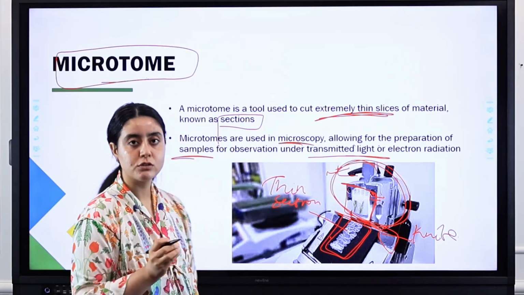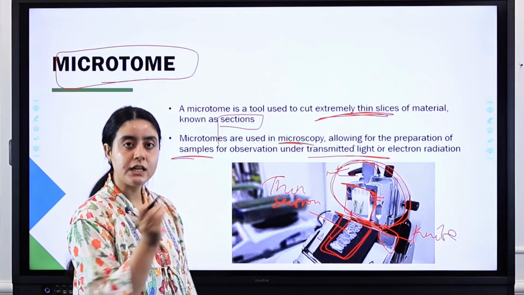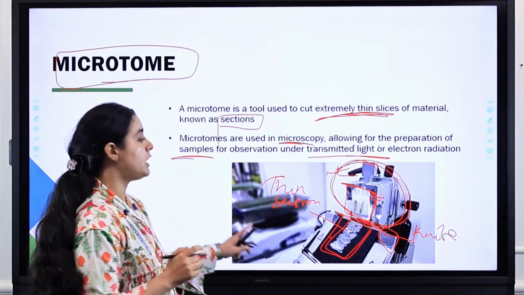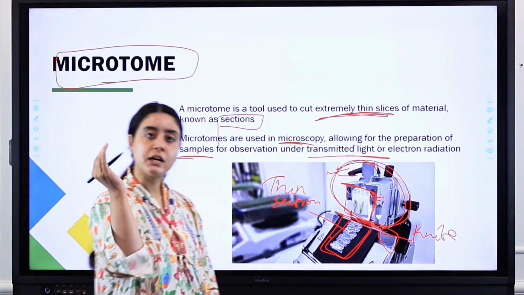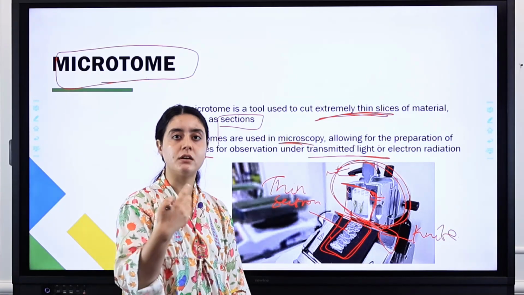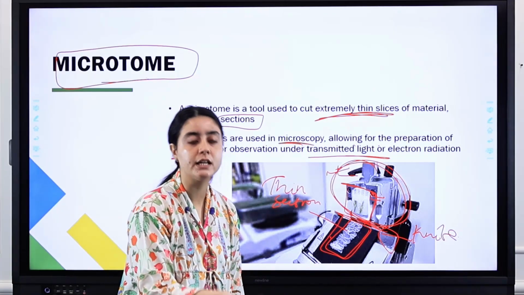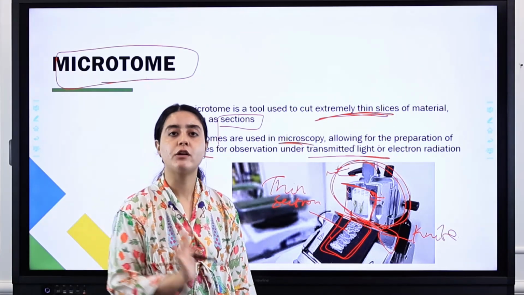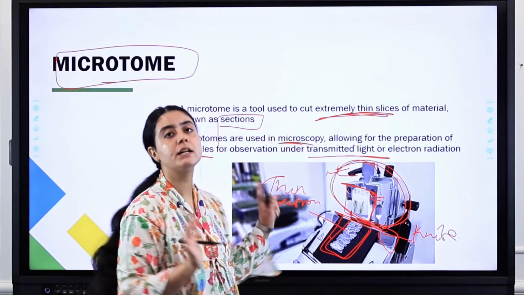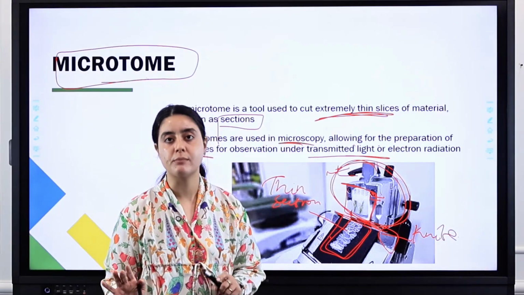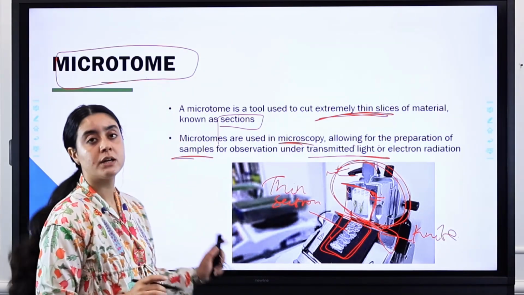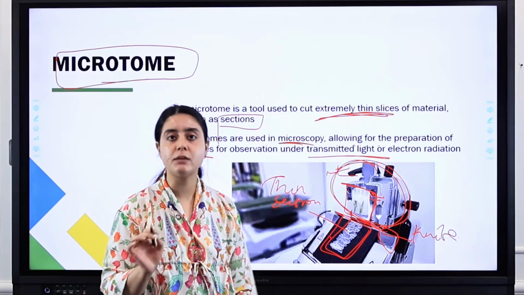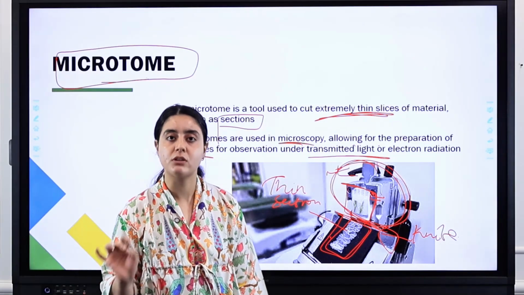Obviously, for microscopic examination, we need some slide preparation. So with the help of the microtomy, we cut the thin sections, then we proceed with the staining techniques, and then finally we do the microscopic examination. So ultimately it helps in our microscopic examination. So the microtome is very important, very basic equipment in our histopathology lab.